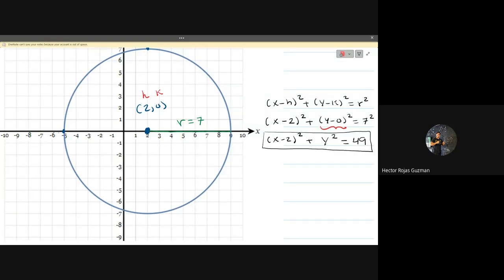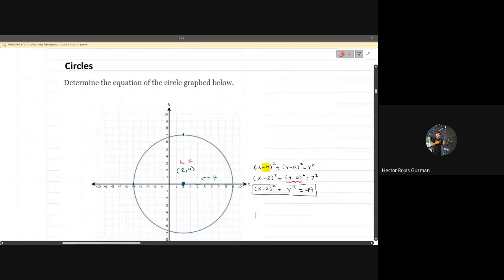I would say be really careful when you plug in a center in which you have negative numbers, because if you have a negative h, this negative right here would convert it to a positive. It's always the opposite of what you have, always. Okay.